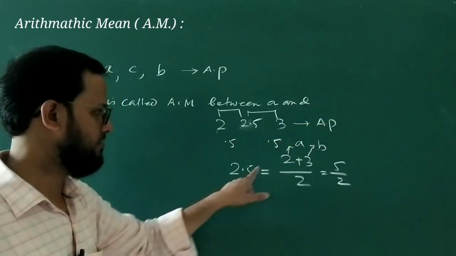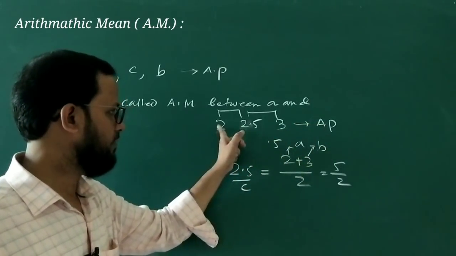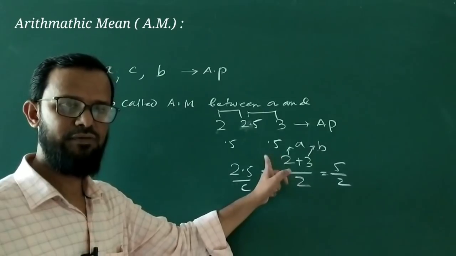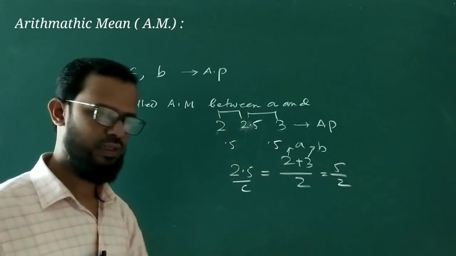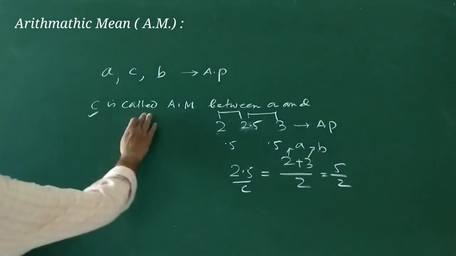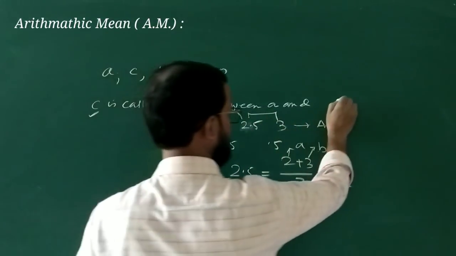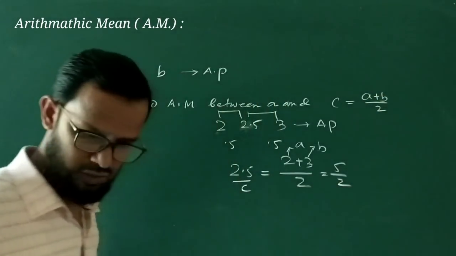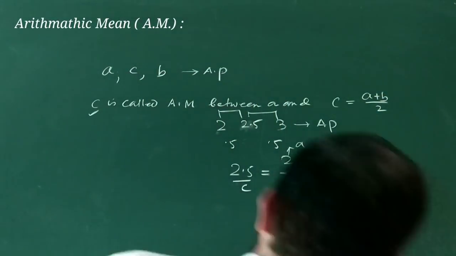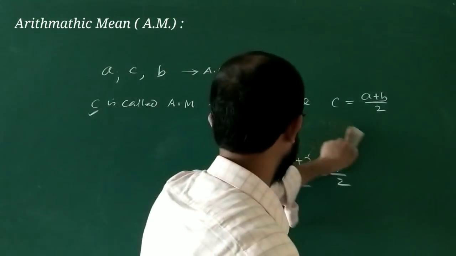And what is C? C is equal to the sum of A plus B divided by 2. And therefore C is called the arithmetic mean between A and B. C equals A plus B divided by 2. So it will be understood in a different, better way.